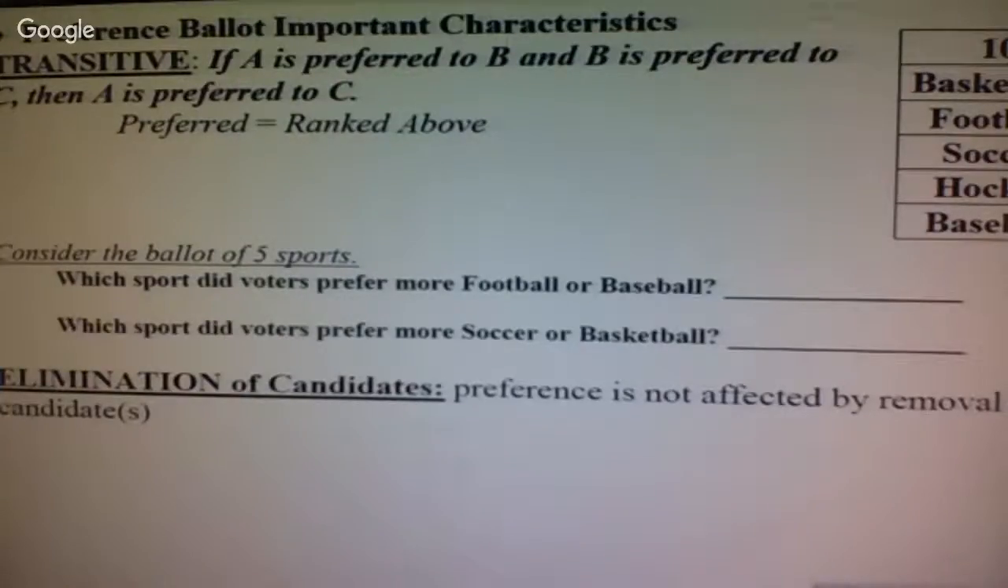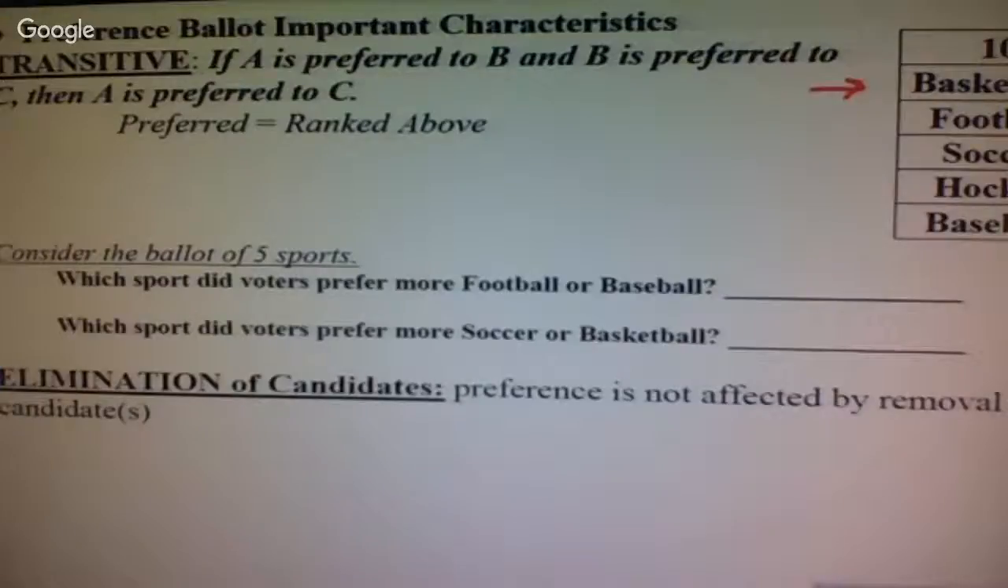So there's some important things that you need to remember about preference ballots. First off, they're transitive. So the definition says if A is preferred to B and B is preferred to C, then A is preferred to C. So in other words, if I like basketball over football and football over soccer, then obviously I like basketball over soccer. Okay. Whatever I have ranked first, I like more than anything.